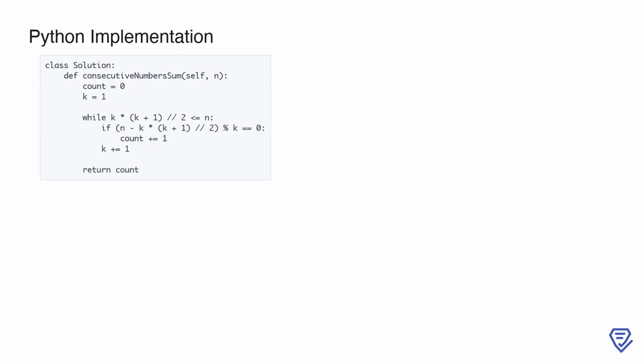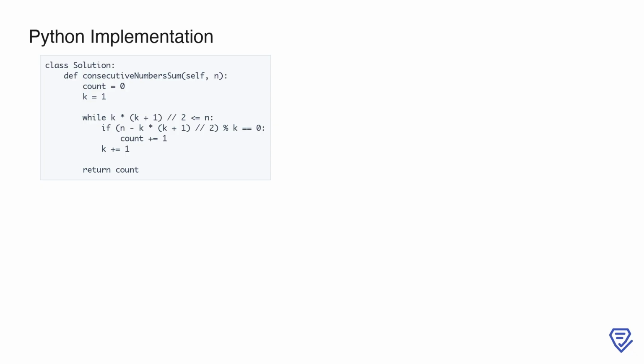The provided solution determines how many different ways a positive integer n can be expressed as the sum of two or more consecutive positive integers. Here's how the code works. 1. Initialize variables. Count is initialized to 0. This variable will keep track of the number of valid sequences found. K is initialized to 1. This represents the length of the sequence being tested.